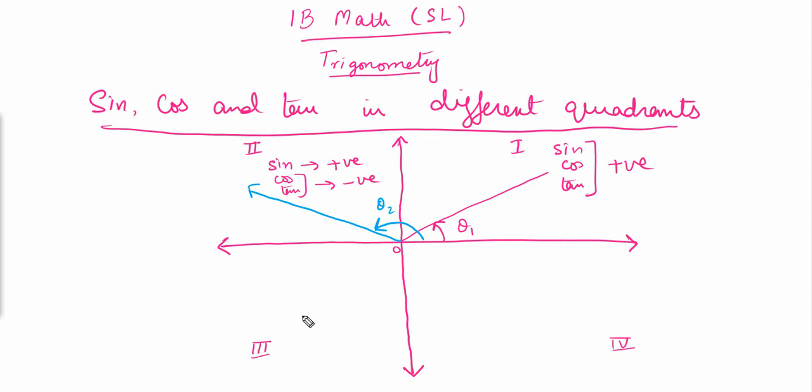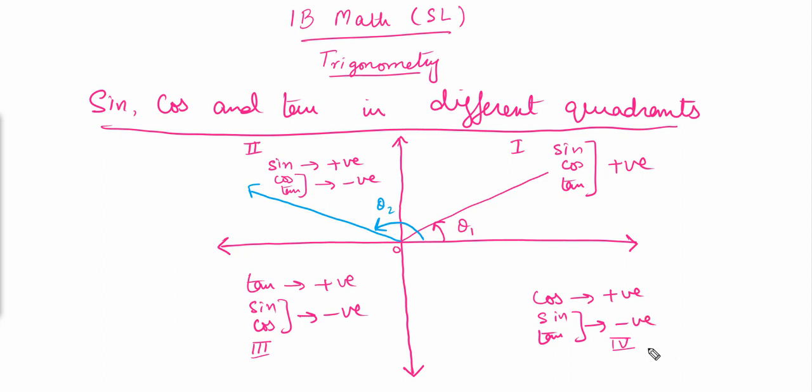Now let's see in the third quadrant. So in the third quadrant, tan is positive, but sine and cosine will give us the negative values. So if we have the angle in the third quadrant, the tan of that angle will be positive, but the sine and cosine of that angle will be negative. If the angle is in the fourth quadrant, then we will have cos as positive, but sine and tan of that angle will give us the negative values.